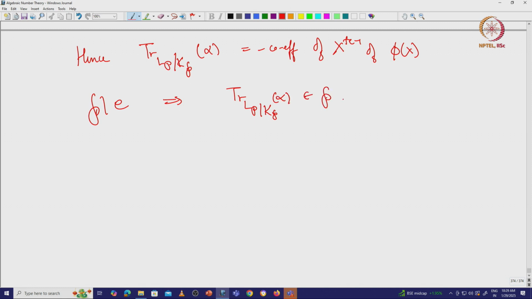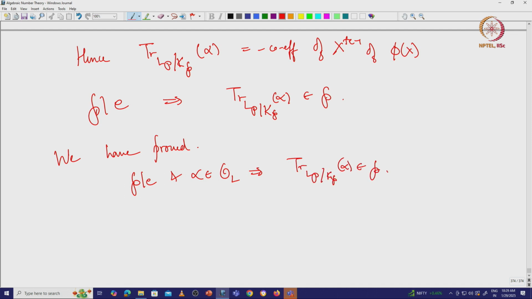Okay, so what have we proved? We have proved that P divides e and alpha in O_L implies the trace of L_P over K_p of alpha belongs to p. And now this happens for all P above p, so hence this implies that the trace of L to K of alpha is in p. All right, so now we are in good shape.